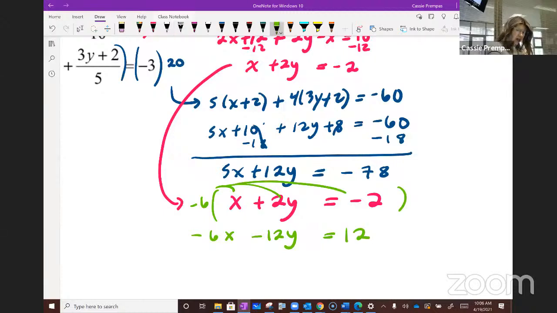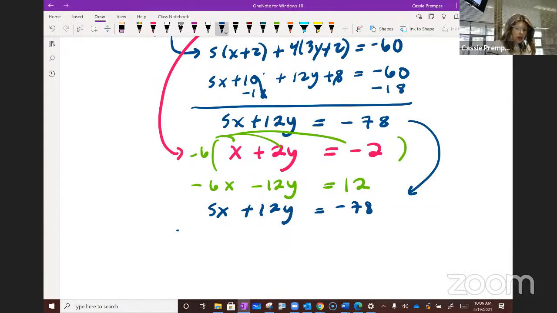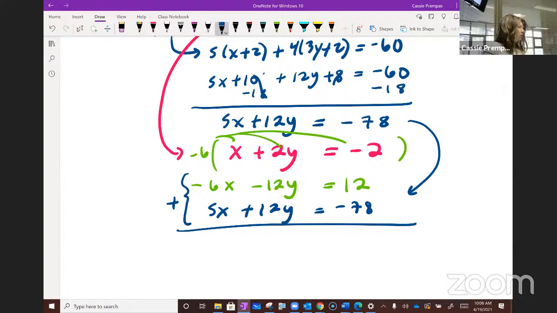12, good. And then just because it's not lined up very nicely, I'm going to go ahead and reline it up. 5x plus 12y equals negative 78. And then we add straight down. In some countries, I think this is called the addition method because they add straight down. Negative 6x plus 5x equals negative x. 12 plus negative 78 is equal to negative 66.